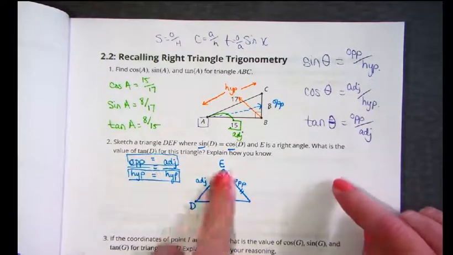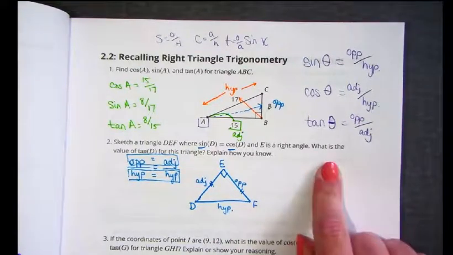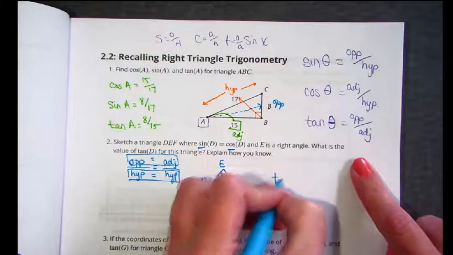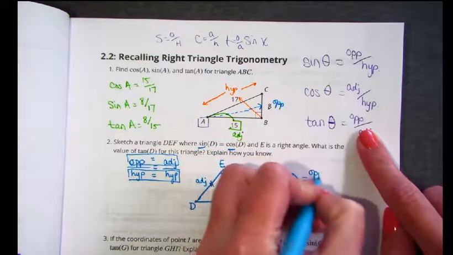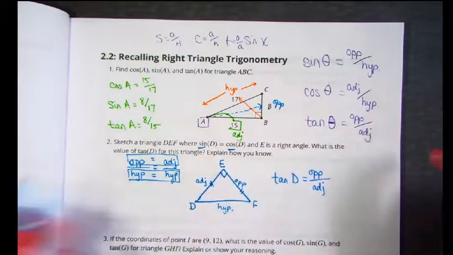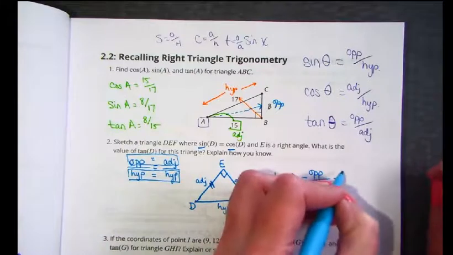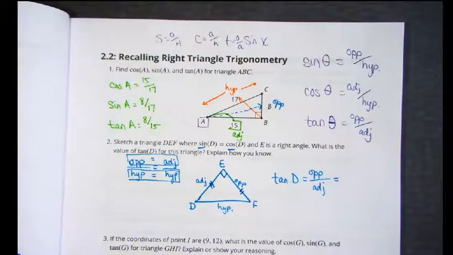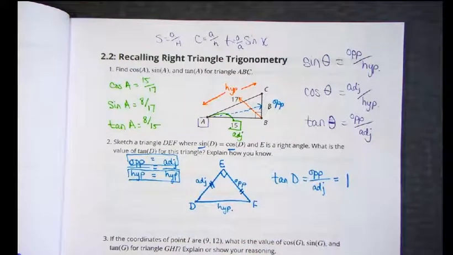So we sketched a triangle DEF. E is the right angle. The sine would equal the cosine because they're equal lengths. What is the value of tangent D for this triangle? So tangent D, if it equals the opposite over the adjacent, and if the opposite equals the adjacent, that means we have the same number over the same number. Whatever that number is, maybe it's 7 over 7, or 15 over 15, or 2,000 over 2,000. But anytime we have the same number over the same number, this tangent would equal 1.